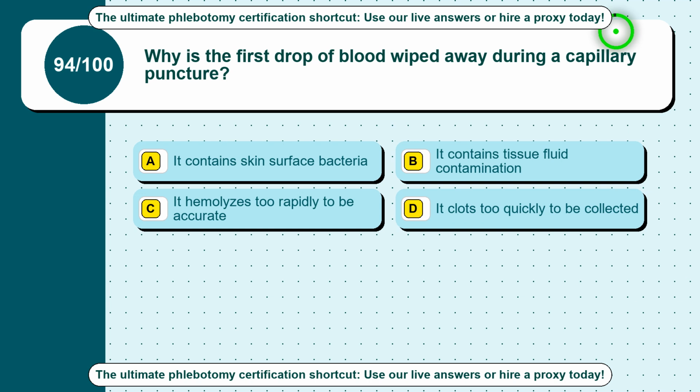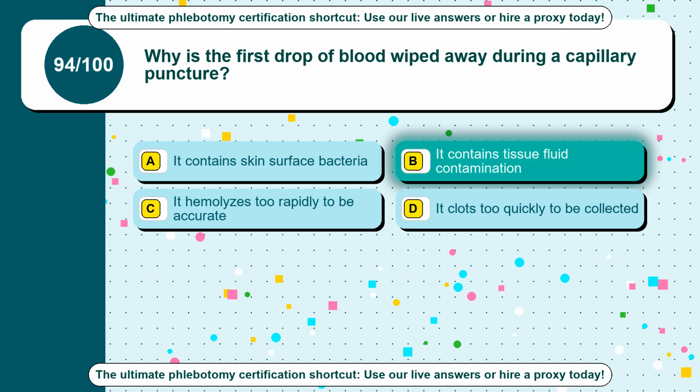Question 94. Why is the first drop of blood wiped away during a capillary puncture? Option A, it contains skin surface bacteria. Option B, it contains tissue fluid contamination. Option C, it hemolyzes too rapidly to be accurate. Option D, it clots too quickly to be collected.